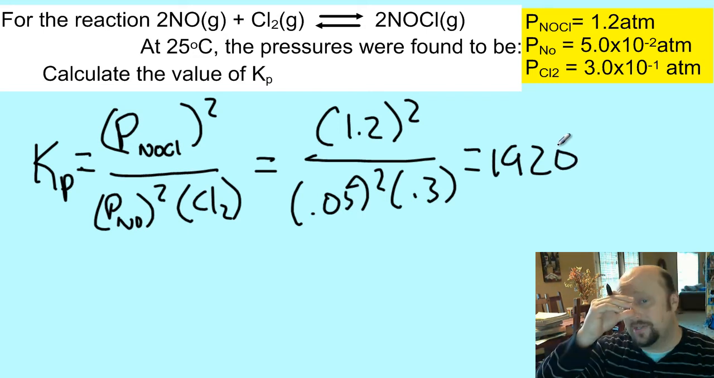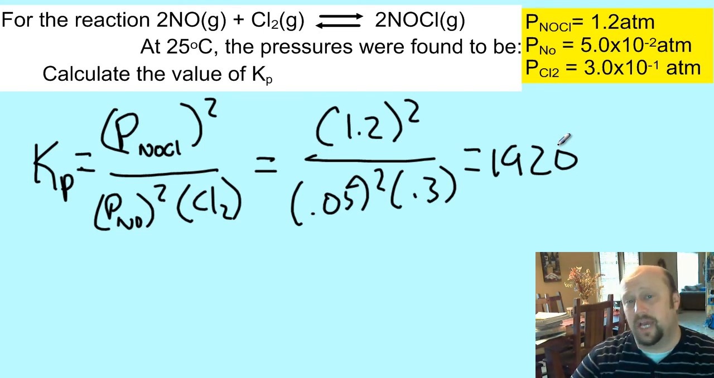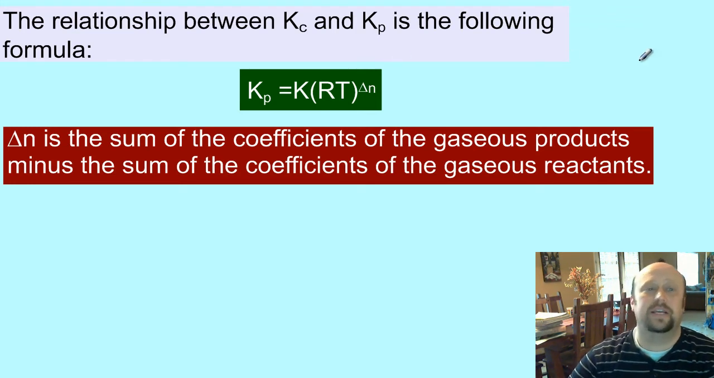Okay, so what this allows us to do is that in a lot of cases, we're talking about gas phase equilibrium. And so we might not know the concentrations, we might not know how big the container is, but if we know the partial pressure, we can then calculate the K value that we can still use for some equilibrium expressions. Now, what you might be asking yourself is, is there a relationship between this Kp value and the Kc value? And I'm so glad you asked, because there is.